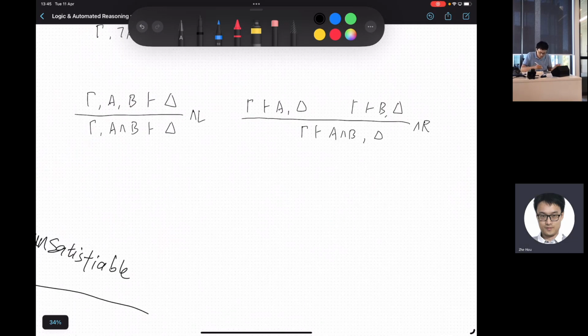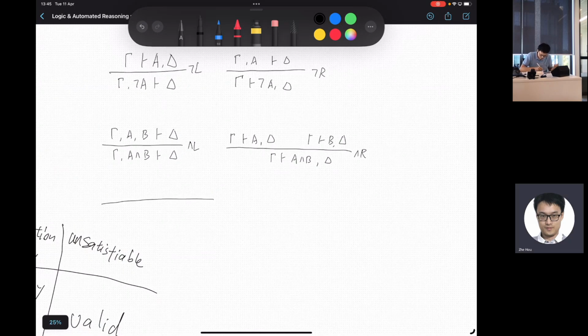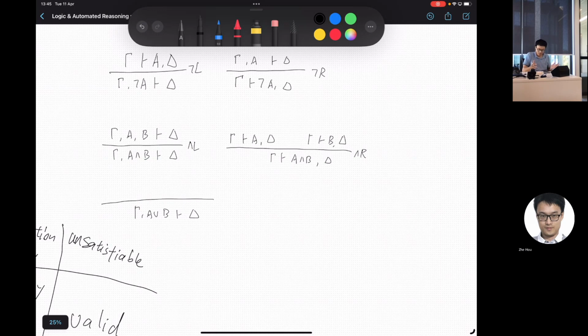Now disjunction. So what if you have A or B on the left? Now comma is conjunction on the left, so you can't just convert or to and. So if you have that A or B is true in the refutation, then you need to say there are two cases. What if A is true? All right, and another case is what if B is true? So that's what happens when you have or on the left.